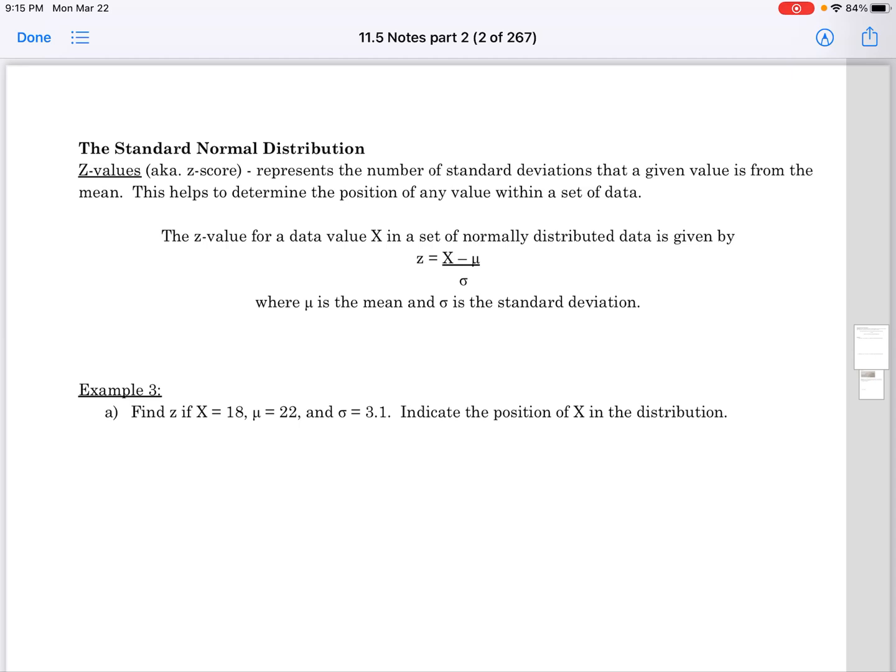So really what that's saying is we're going to take the value minus the mean divided by the standard deviation, and that's going to give us our z-score or our z-value.